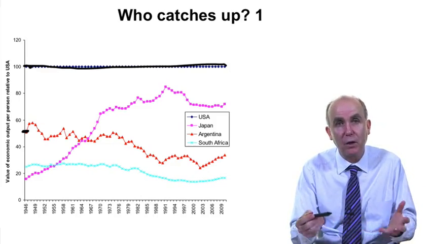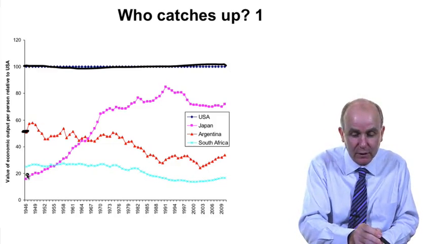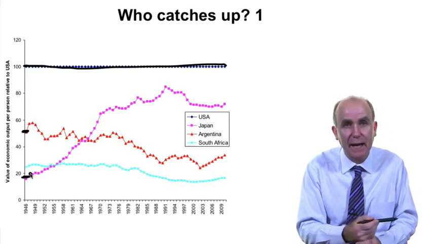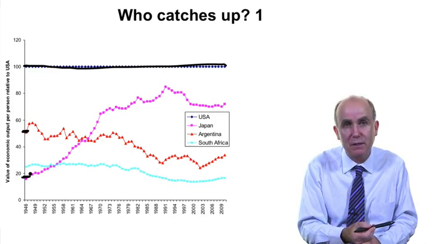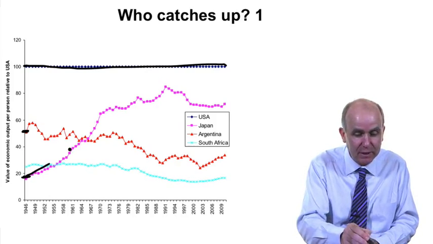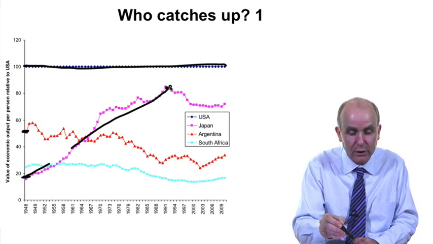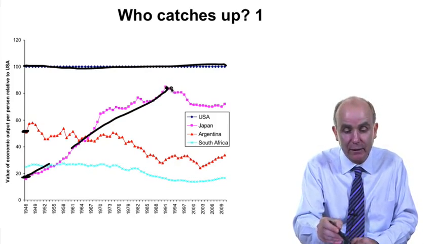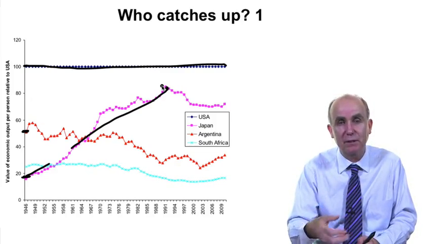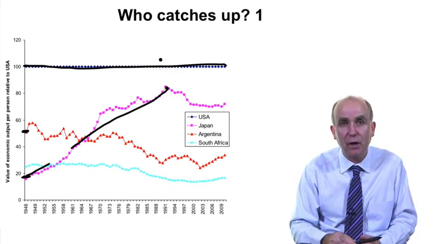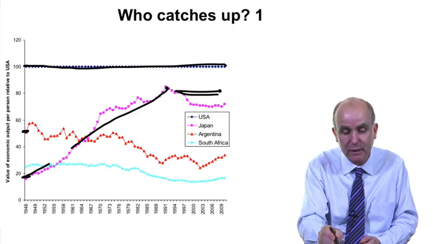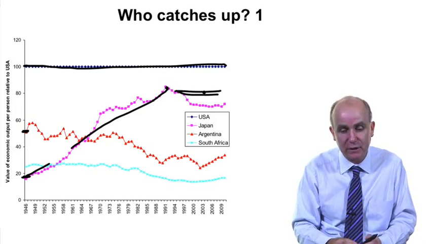Let's look at what's happened over time. First of all, a follower who has caught up is Japan. So if you look back after World War II, Japan's average value of economic output per person was less than 20% of that of the United States. But then in this period from World War II through to the early 1990s, Japan caught up to the point where its average value of economic output, its living standards, were 80% of those in the United States.